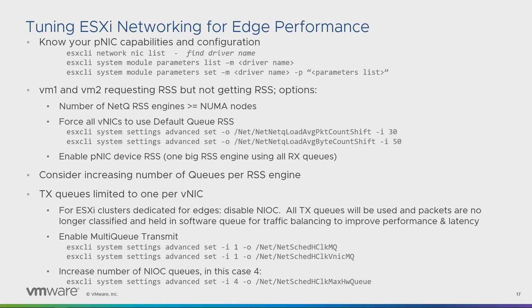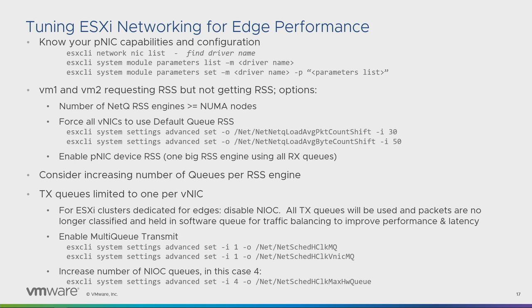So that's what the average packet count shift and packet count shift counters do. The 30 is 2 to the power of 30 packets per second. The 50 is 2 to the power of 50 bits per second. Okay? So your VM's traffic rate will never exceed that, which means your VM will be forced to stay on the default queue.